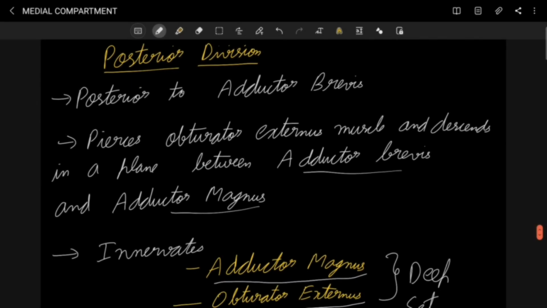I hope this video has been informative, and the intention was basically to give you a basic outline of what you should be expecting with this chapter, the medial compartment of the thigh. And I feel like I've covered all the major key points that are required for examinations.